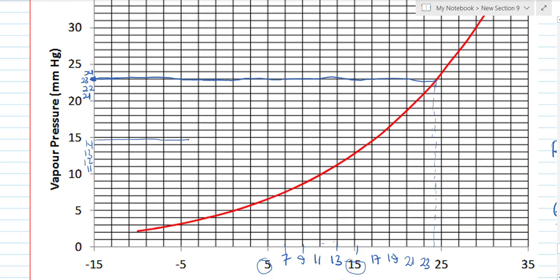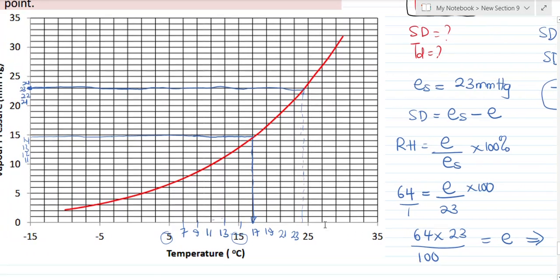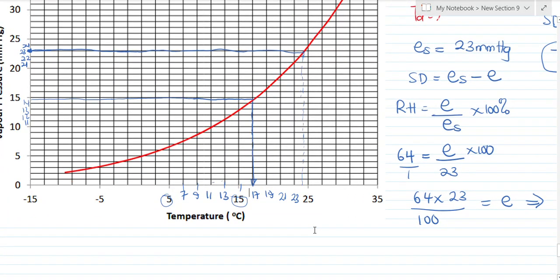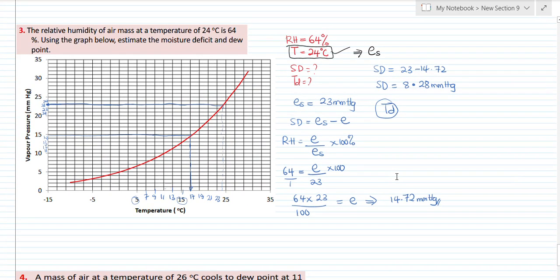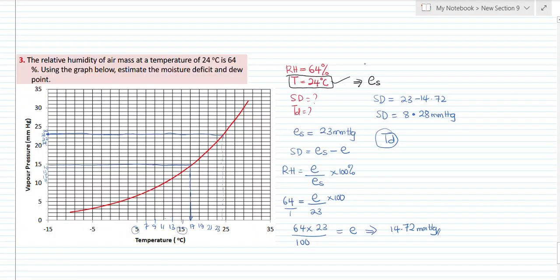So I trace it to the curve. Oh, sorry, I'm not doing it well. So that, and I bring it down. And so that is 17. That is 17 degrees Celsius. And so the dew point temperature from the curve is 17 degrees Celsius. So you see how we go about it. Let's take the other example and see.